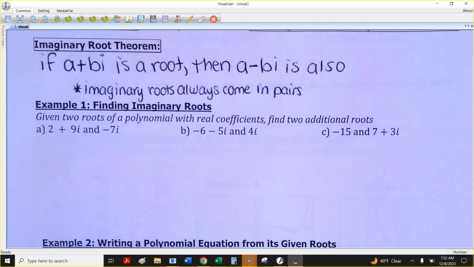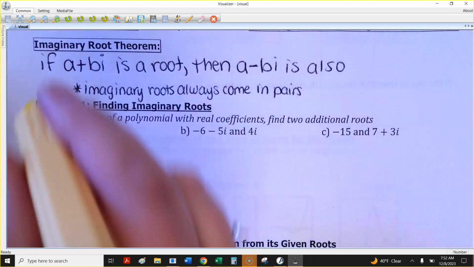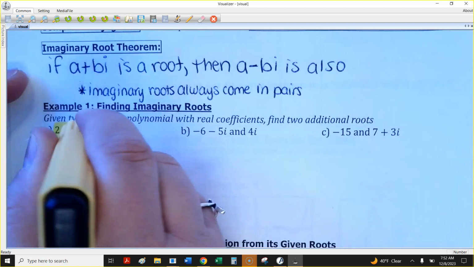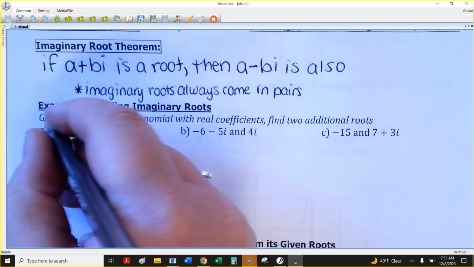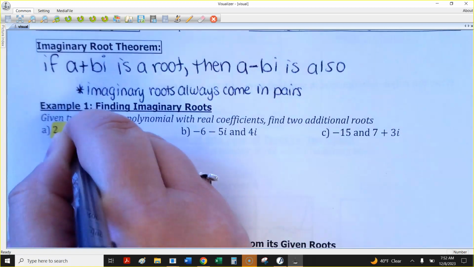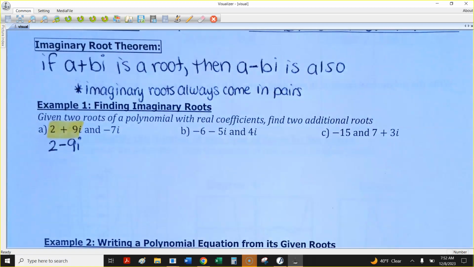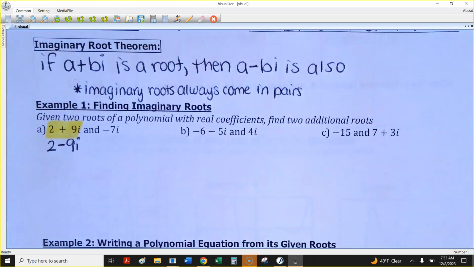Okay, so this is just like yesterday. If you have an i somewhere in your number, you have a conjugate, so it will have an additional root. So if I tell you, like on this one, 2 plus 9i is the root, then automatically 2 minus 9i is also a root. So it's going to ask you if you have any additional. If you see a square root, you automatically have a conjugate. If you see an i, you automatically have a conjugate.